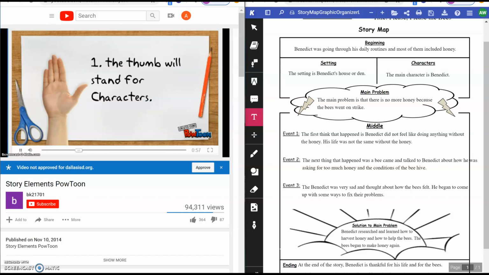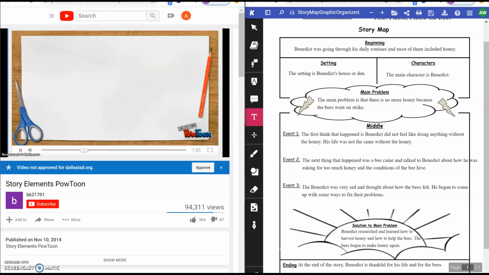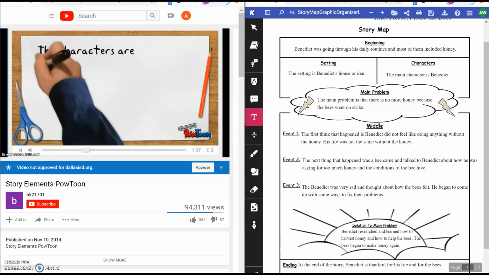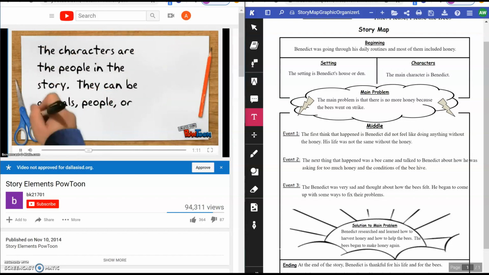The thumb will stand for characters. And not just our character, but we want to pay attention to our main character. The characters are the people in the story. They can be animals, people, or even things.